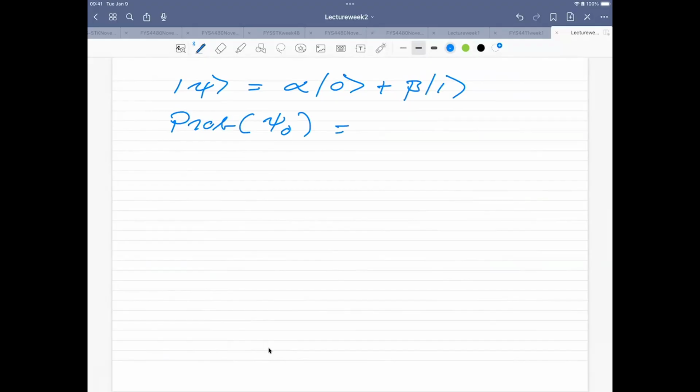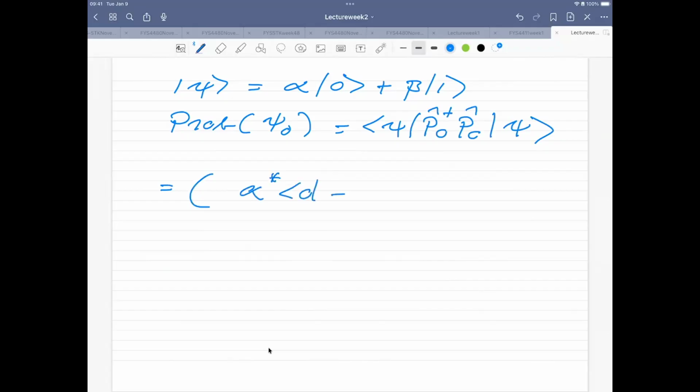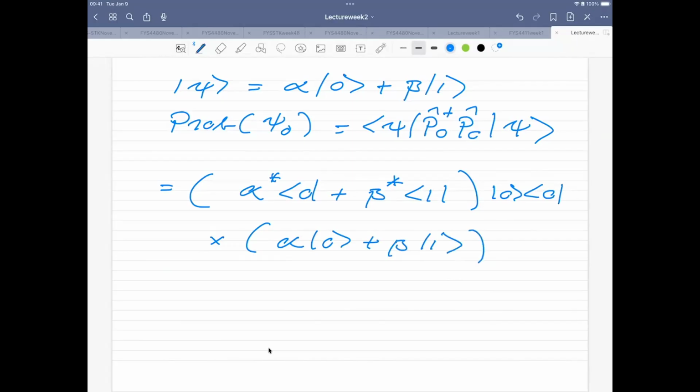And that should actually just be of psi, and then I should have P0 of P0. And this is again multiplied with psi, which is the same as alpha complex conjugate transpose plus beta complex conjugate, and then the state 1 multiplied with 0, 0. And this is again multiplied with alpha 0 plus beta of 1, like that. And if I do the math here, you will see that this shouldn't come as a big surprise.